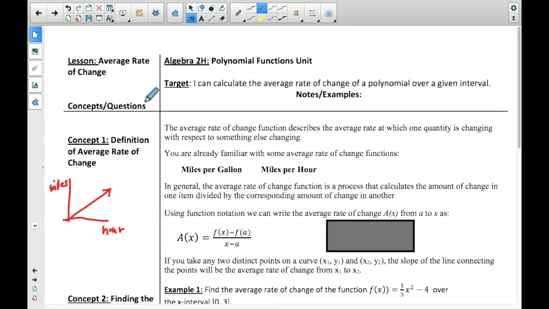Hi guys, this video today is about average rate of change. And that phrase might be a little bit familiar because we've talked about rate of change before. Let's just read through some of the information here.